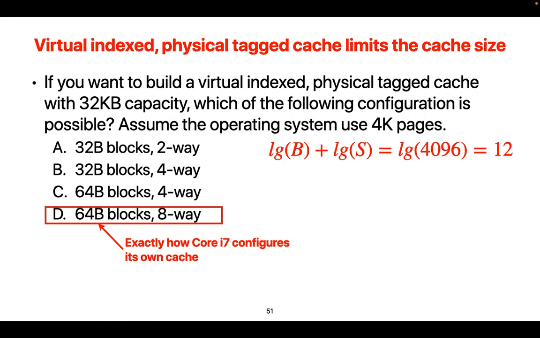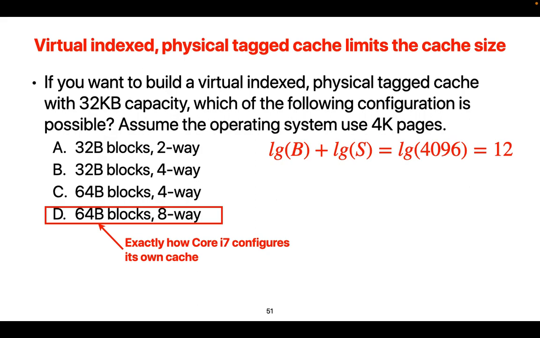So a lot of you might say, why don't we make a bigger L1 cache? Because we can't. Because there is such a thing as a virtually indexed physically tagged cache, which limits the cache size. So L1 can never go bigger unless you increase the way associativity. However, increasing the way associativity is very expensive, so we're not going to do that.